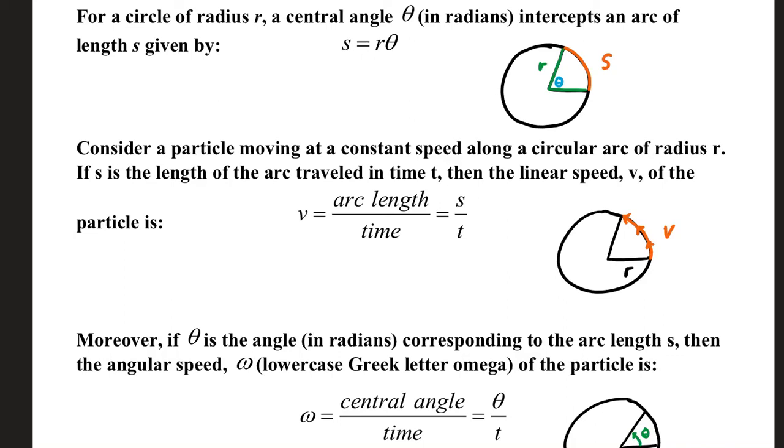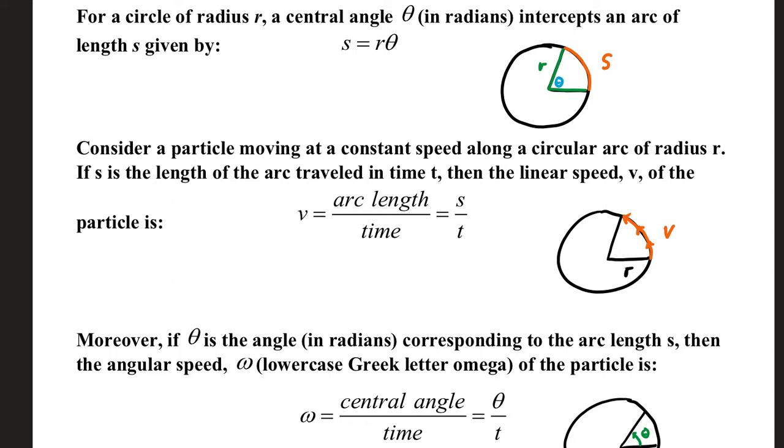For a circle of radius r, a central angle theta in radians intercepts an arc of length s given by s equals r theta. s is the arc length of the outer part of your sector. r is the radius of the circle, and theta is the central angle in radians.